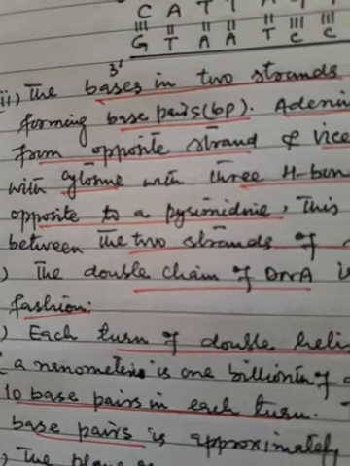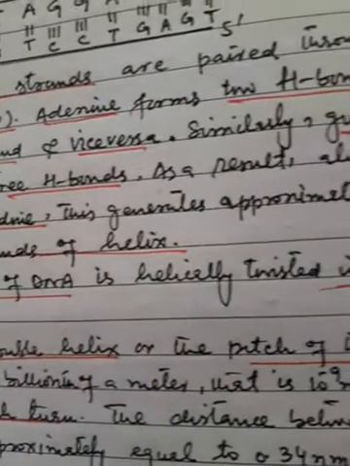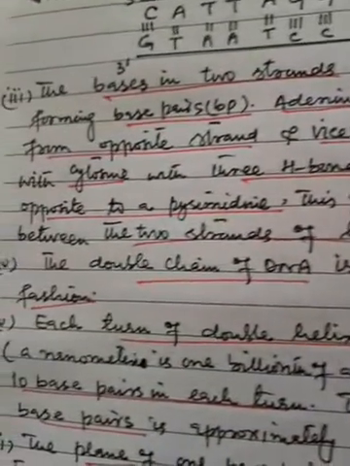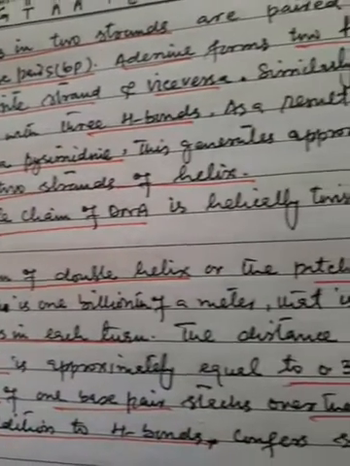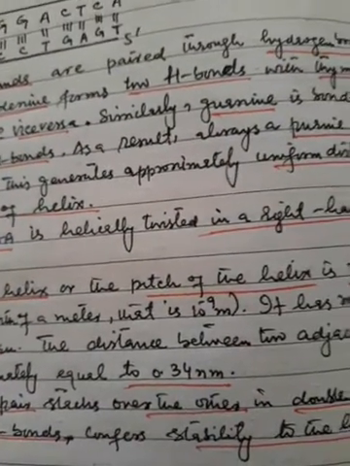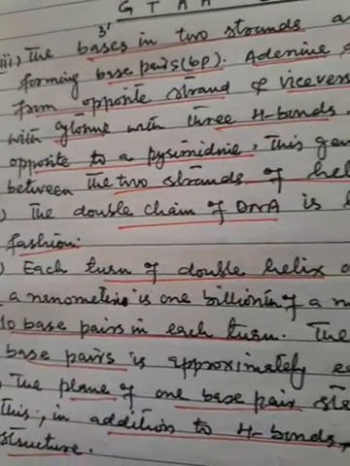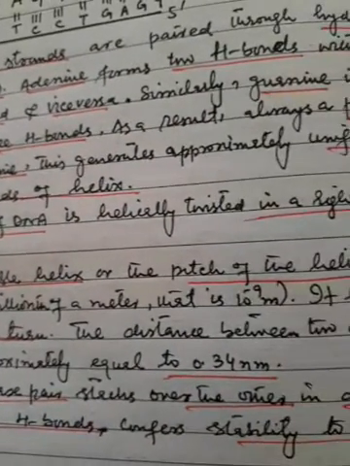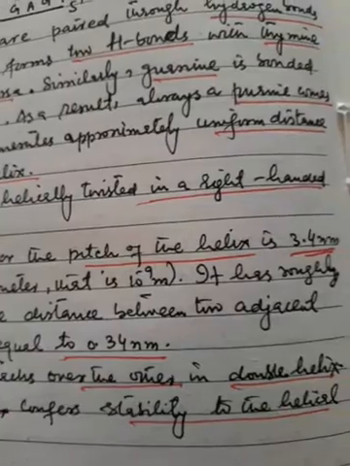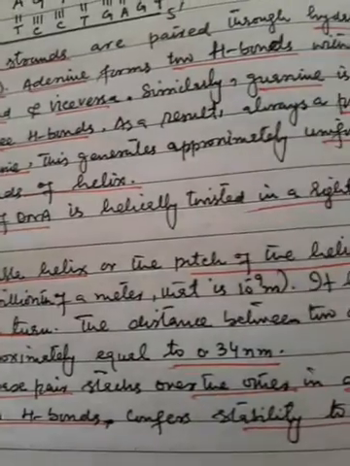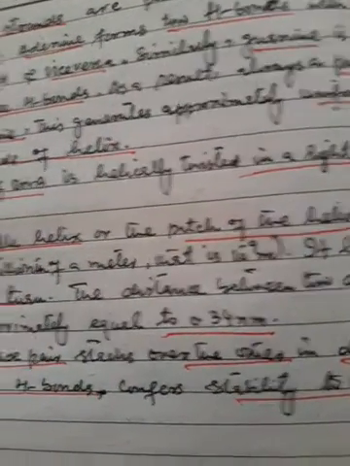Number 4 salient feature is that the double chain of DNA is helically twisted in a right-handed fashion. Number 5, each turn of the double helix, or the pitch of the helix, is 3.4 nanometer. A nanometer is 1 billionth of a meter, that is 10 raised to power minus 9 meter. It has roughly 10 base pairs in each turn. The distance between two adjacent base pairs is approximately equal to 0.34 nanometer.